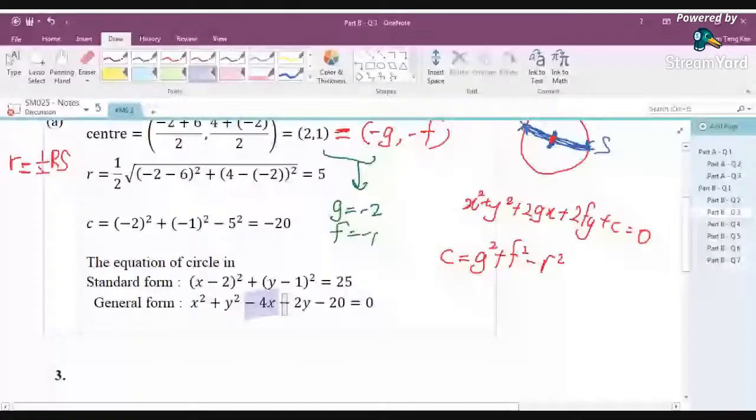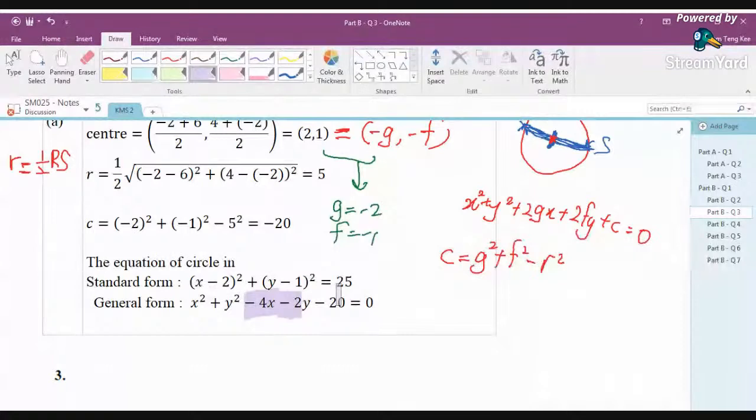Of course, another way you can do is to expand the standard form to get the general form. But here, I only show you one of the solutions, one of the ways to solve the question.